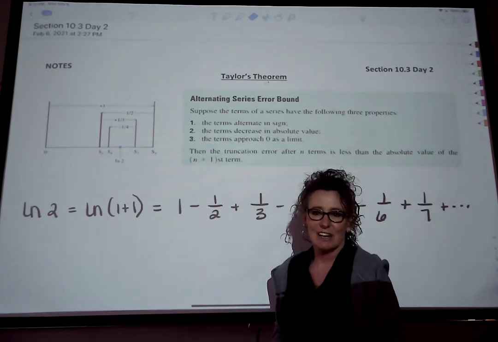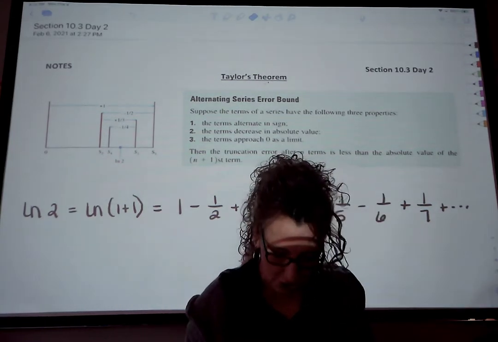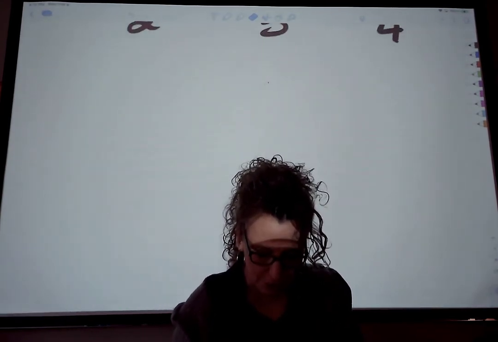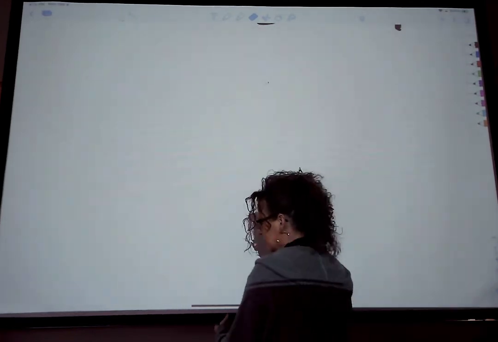Hey guys, I have your notes here for section 10.3, day 2. Before we get started on your notes, take out that huge post-it note that I gave you for a list of fun facts. We're going to add a fun fact to it today.